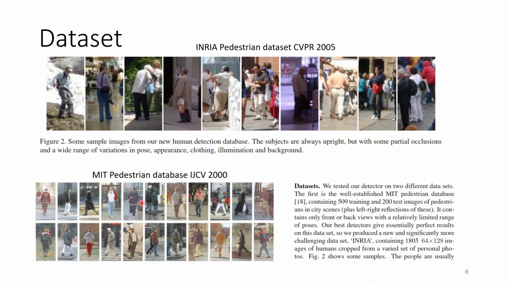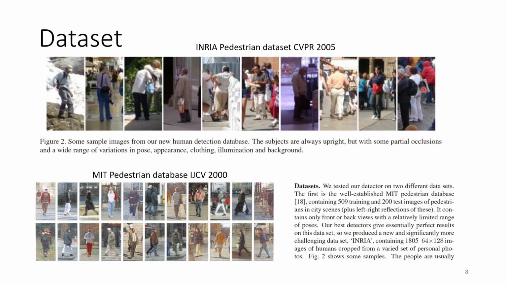The first is the MIT pedestrian dataset, where most pedestrians are upright. Okay, they have relatively few pose variations, but in the INRIA dataset, you can see there are different poses. For example, this one, the arm is put on his waist, and there are more occlusions. For example, the person's backpack occludes the subject.